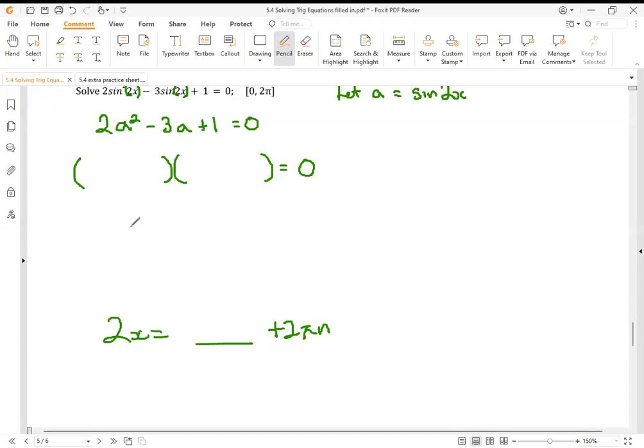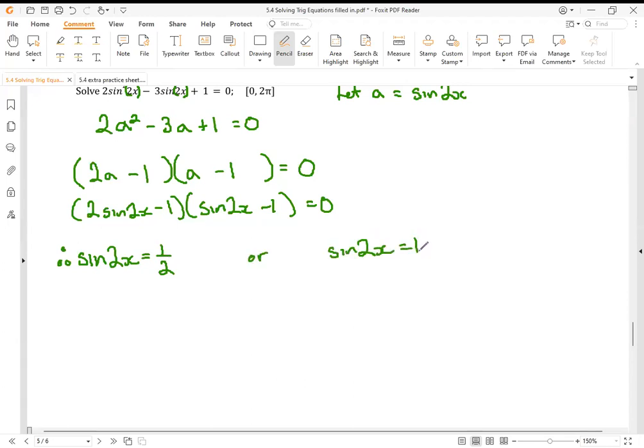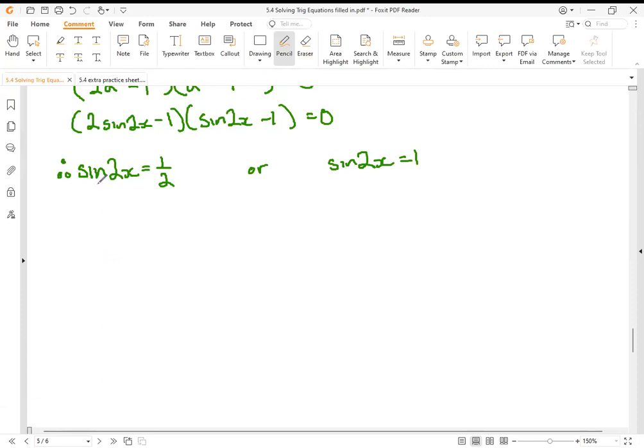Okay, so assuming you gave it a shot, the factoring goes as follows. We have 2a minus 1. That means 2 sine 2x minus 1 and sine 2x minus 1 multiply to give you a 0. What does that mean? Therefore, it implies sine 2x must equal 1 over 2, or sine 2x must equal a positive 1. And again, there's going to be a couple of answers that come out of a positive 1 over 2.